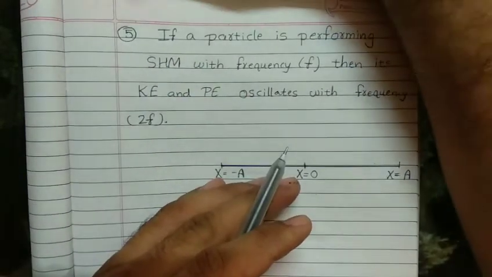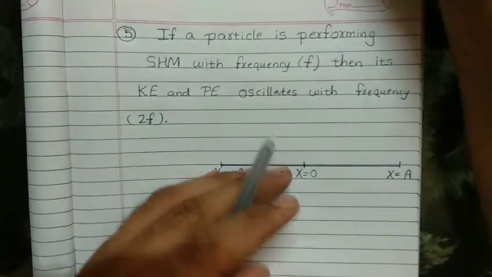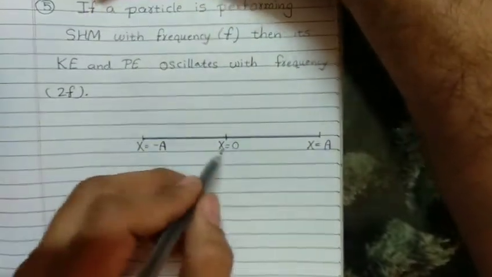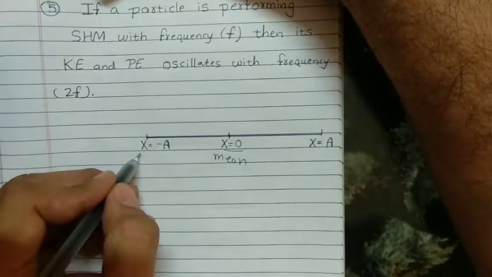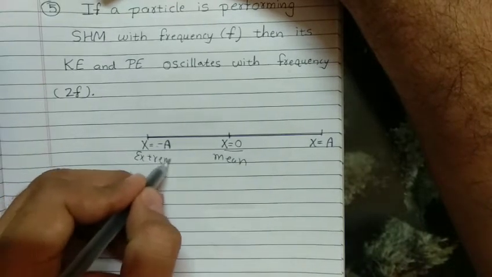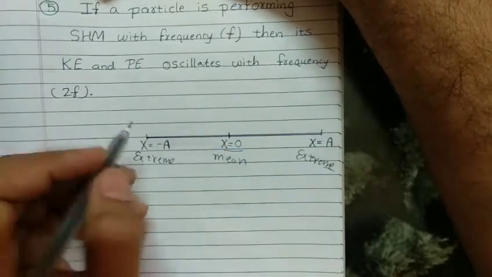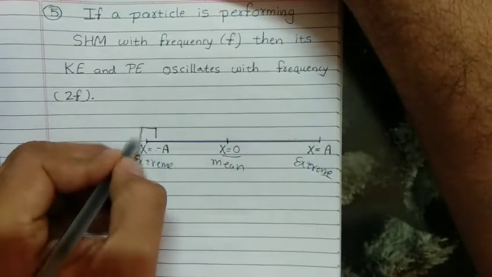Now, this point is written in front of you. You can read it thoroughly. If you want to understand this point, look here at this example. Suppose this is a path of oscillation. x equal to 0 represents the mean position. And x equal to minus a is the negative extreme. And x equal to plus a is again the positive extreme. To understand this point, I'll give you one simple example.